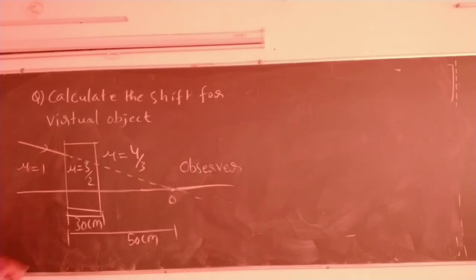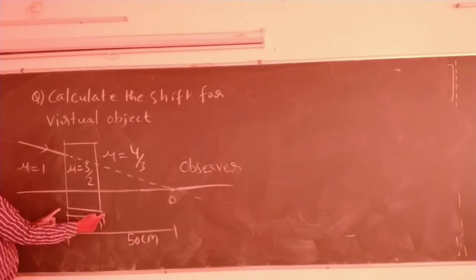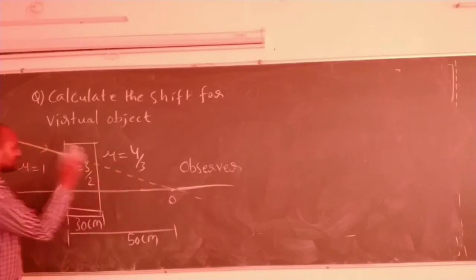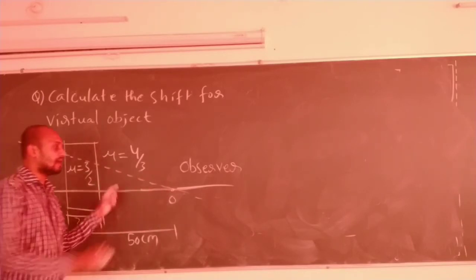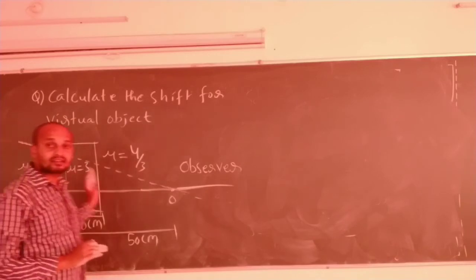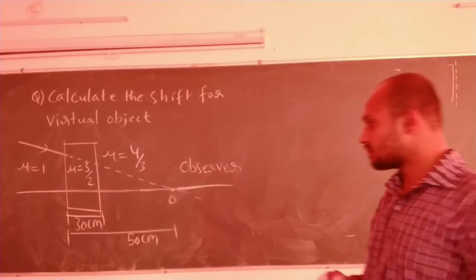Calculate the shift for the virtual object. Mu1 is equal to 1, mu is equal to 3 by 2, mu is equal to 4 by 3. This is an observer. See here, this thickness is 30 centimeter, our virtual object is 50 centimeter. I will imagine this 50 centimeter this side such that I imagine a slab having 50 centimeter, and I will consider it as a slab. You can do that. Correct now?